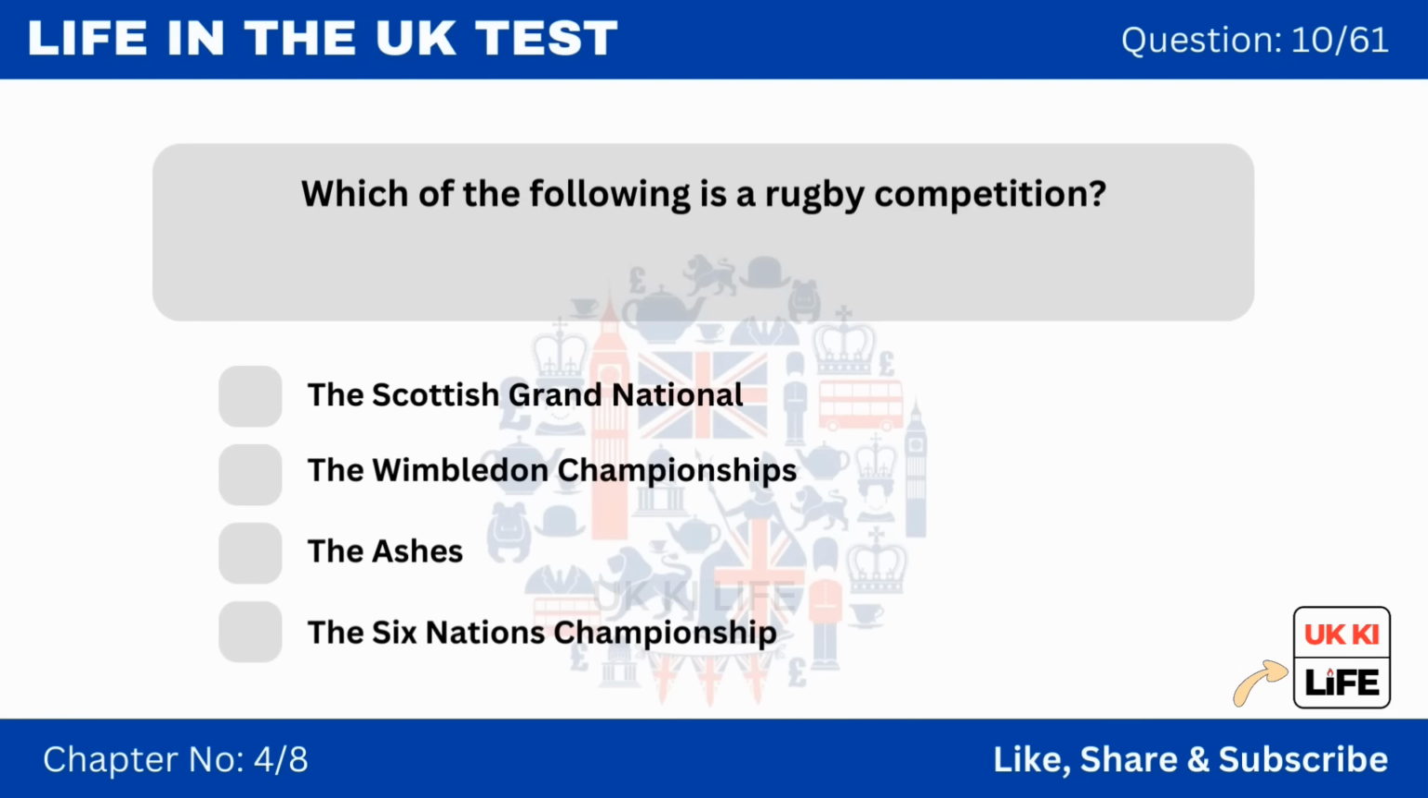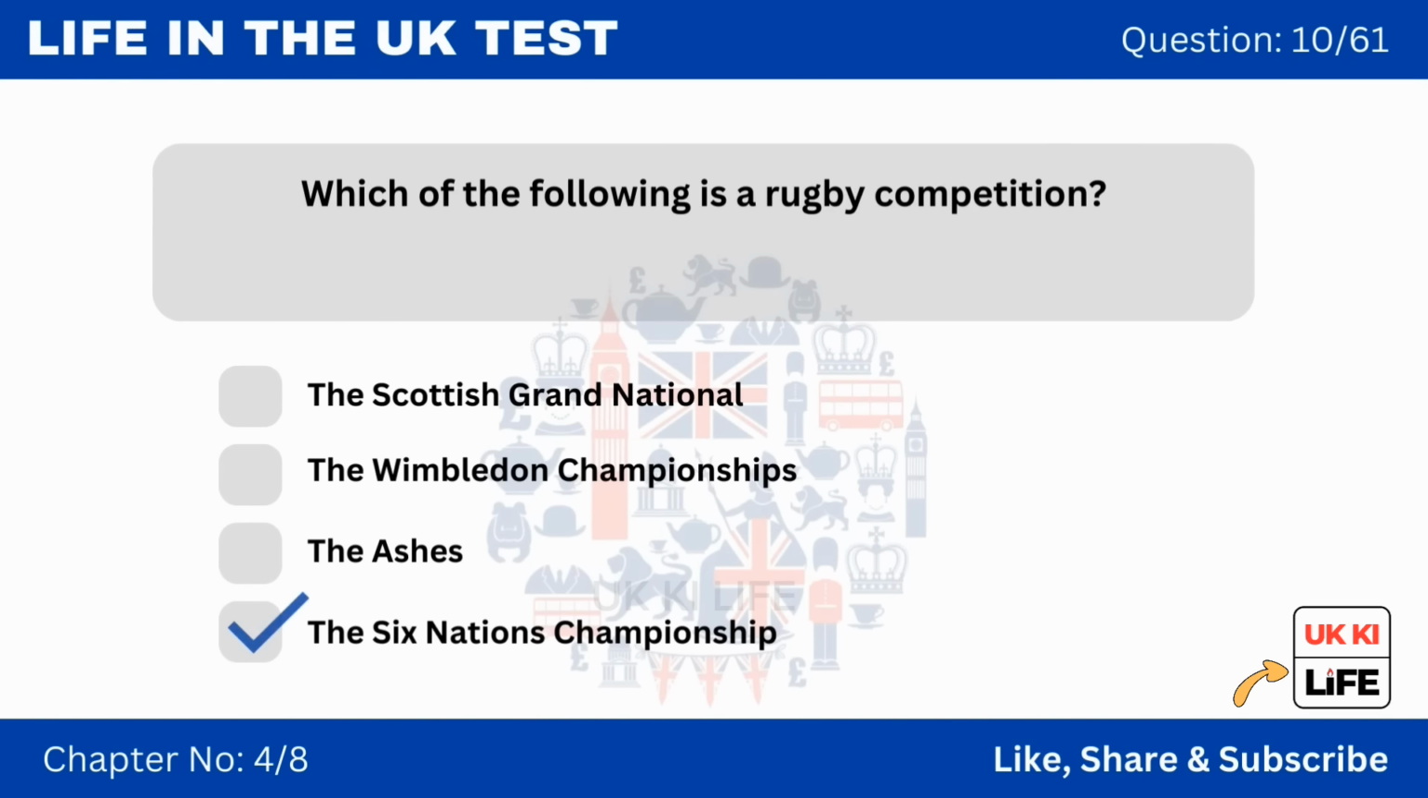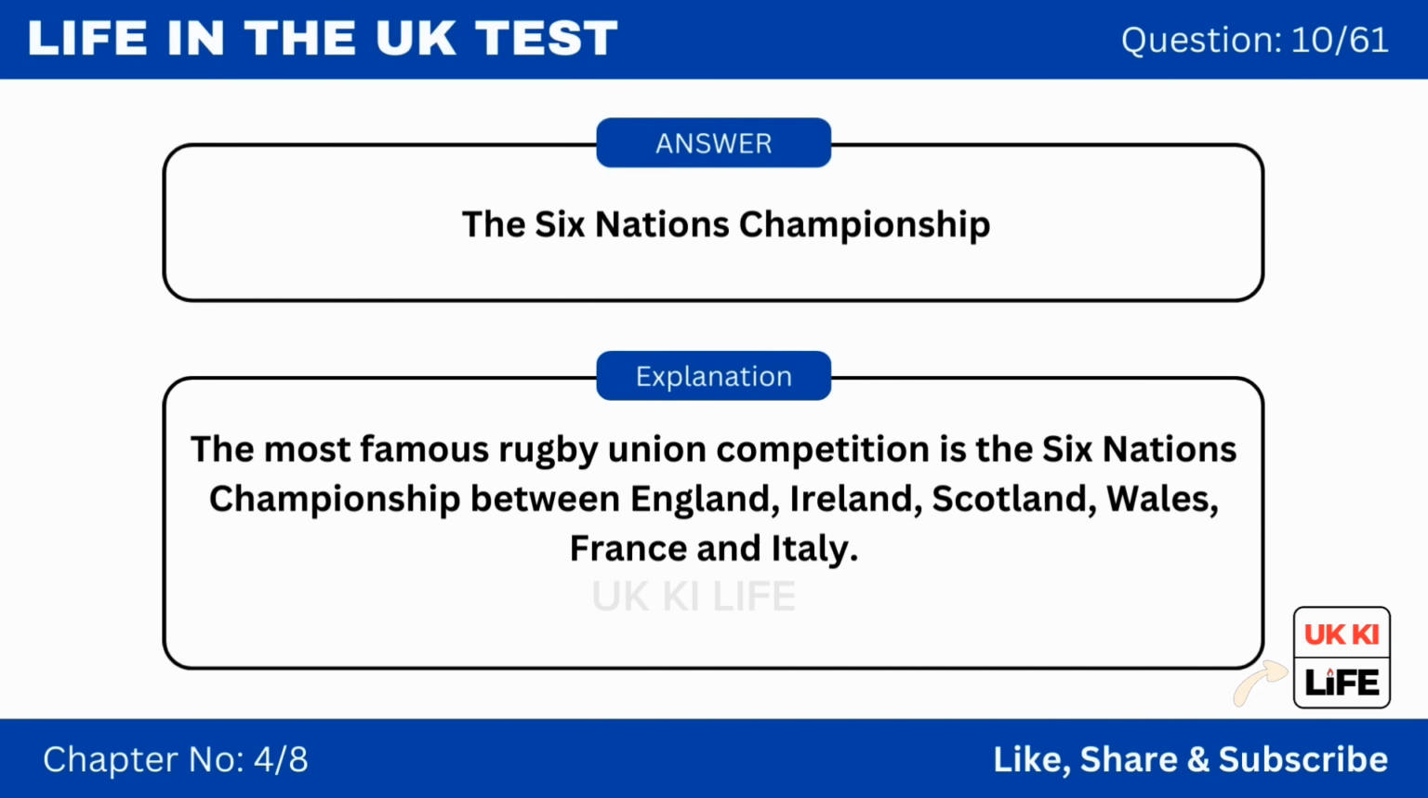Question 10. Which of the following is a rugby competition? The Scottish Grand National, the Wimbledon Championships, the Ashes, the Six Nations Championship. The correct option is D. Explanation. The most famous rugby union competition is the Six Nations Championship between England, Ireland, Scotland, Wales, France and Italy.